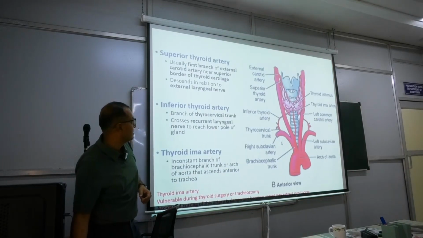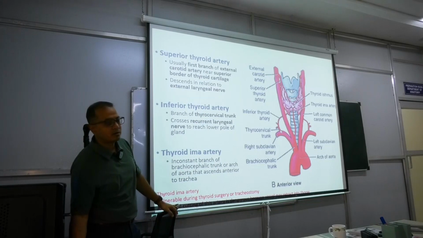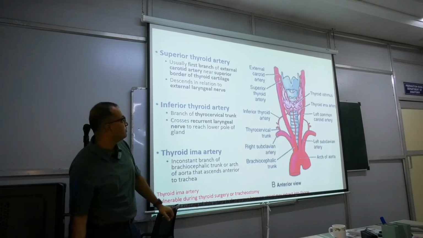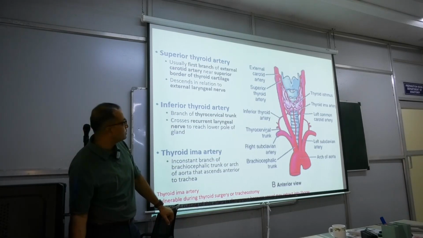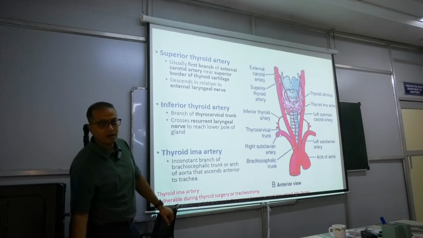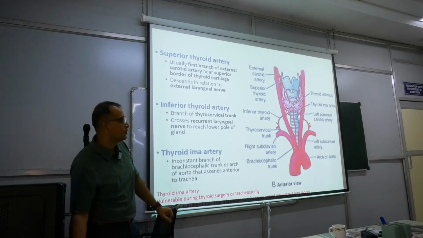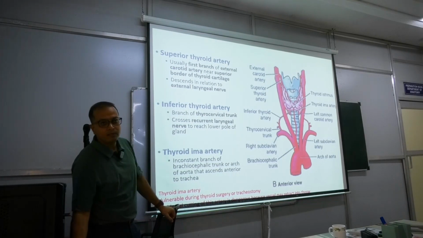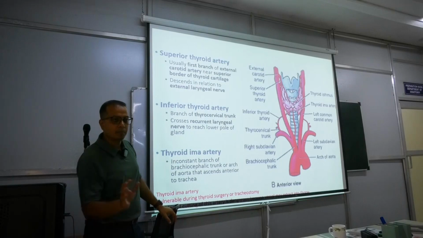Now you see that this is the subclavian artery, and a branch coming from the subclavian artery is known as the thyrocervical trunk. A branch from the thyrocervical trunk moves up and reaches the lower pole of the thyroid gland. So this branch, coming from the thyrocervical trunk, which is a branch, the first branch, of the subclavian artery, and which supplies the inferior pole of the thyroid gland, we call the inferior thyroid artery. So the inferior thyroid artery and the superior thyroid artery supply it.